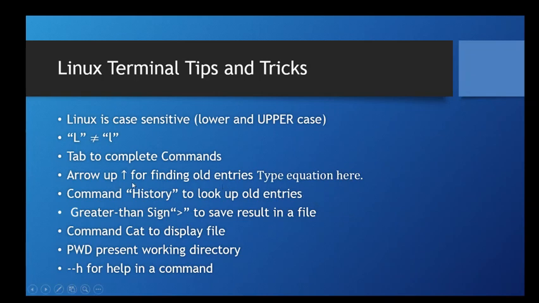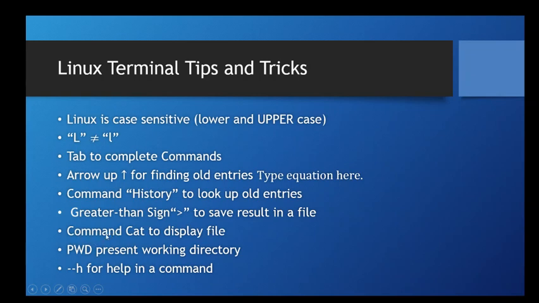Also, every time you enter a command in the Linux terminal, you can press the up arrow on your keyboard. It will bring up all the old commands one by one. You can also use the history command, and it will bring up all the old commands as well. And after you use a command, you can add a greater than sign and put a file name, and then the result will be saved in the file.